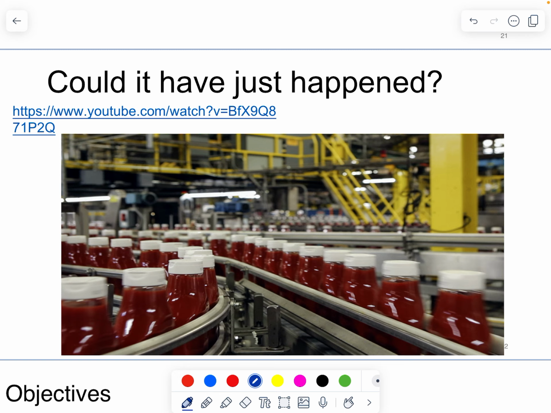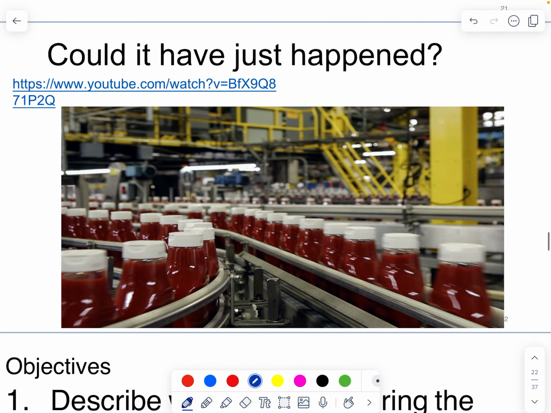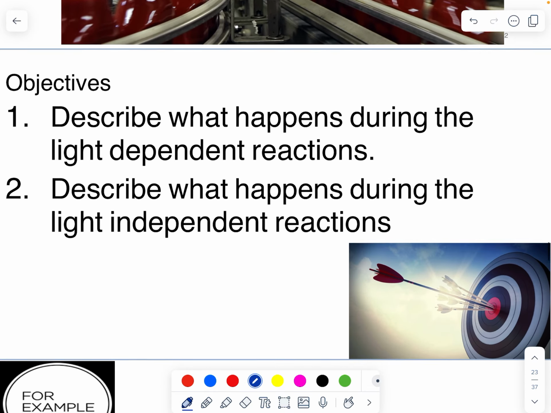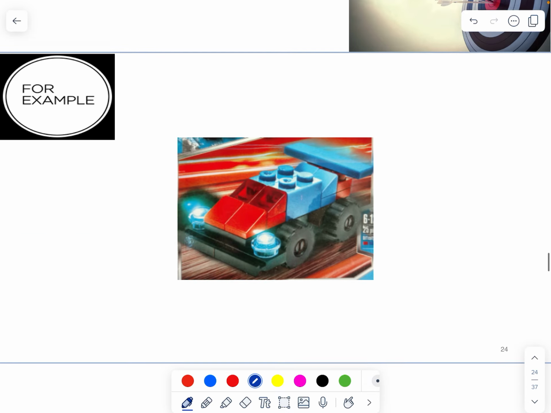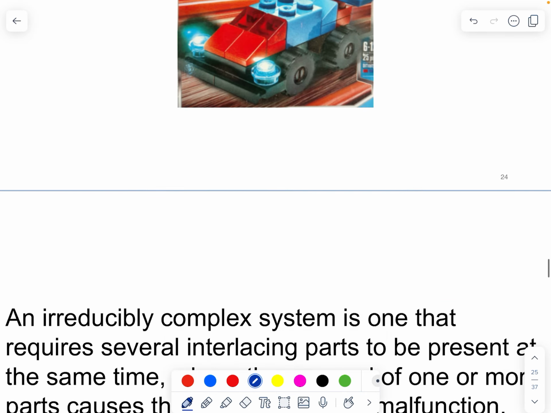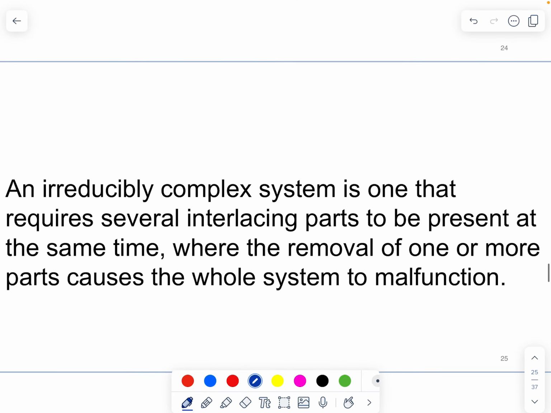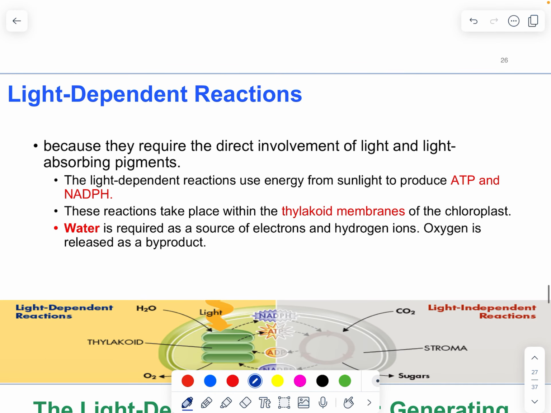But in class, I might show you this video about how ketchup is made and then relate that to the complexity of photosynthesis. Okay, so here are our objectives. Describe what happens during the light-dependent reactions and, of course, the light-independent reactions. Okay, and so I'll explain this is a biblical worldview, which I'll hopefully explain in class, okay? And then let's just start right here for notes.